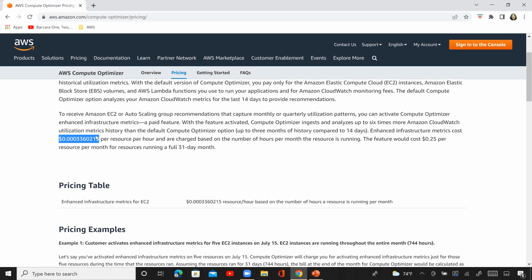Anyways, the good part about coming up with this number is that if you turn on the paid feature, then you would only pay 25 cents per resource per month, considering that the resource is running for the full month, which has 31 days in it. So that's probably the only reason I felt they came up with this odd number, so that the overall cost comes to 25 cents per resource.